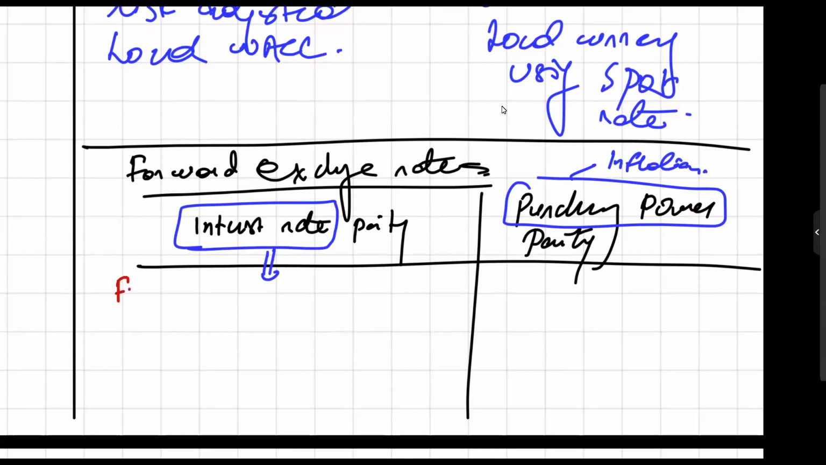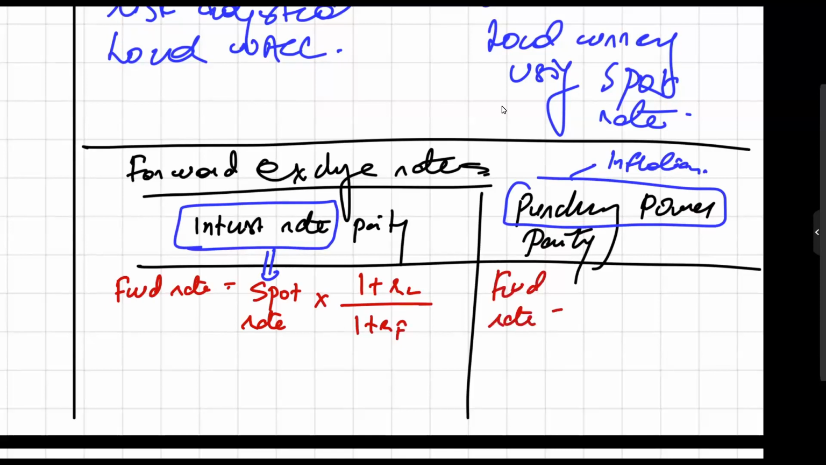So the forward rate is established like this. Using interest rate parity, you say spot rate multiplied by (1 plus interest local currency) divided by (1 plus interest foreign currency). Using the purchasing power parity theory, the forward rate is established like this: spot rate multiplied by (1 plus inflation local) divided by (1 plus inflation foreign).